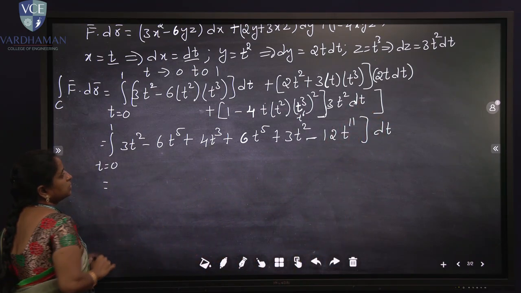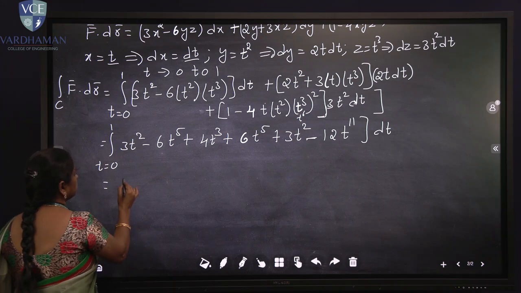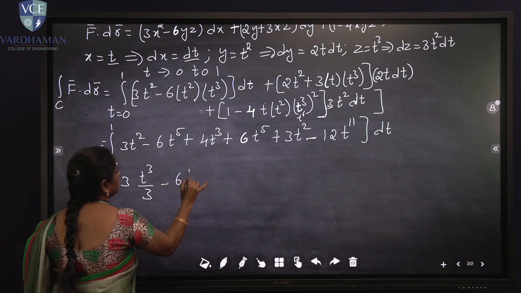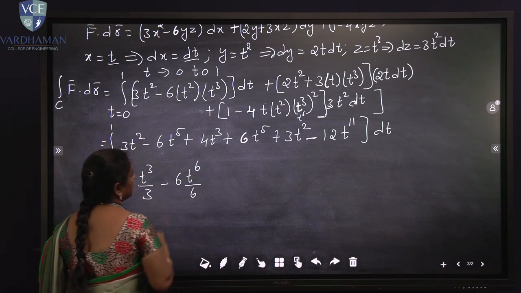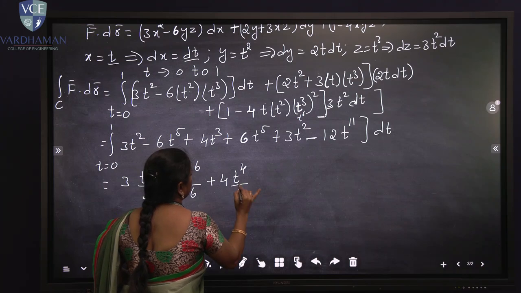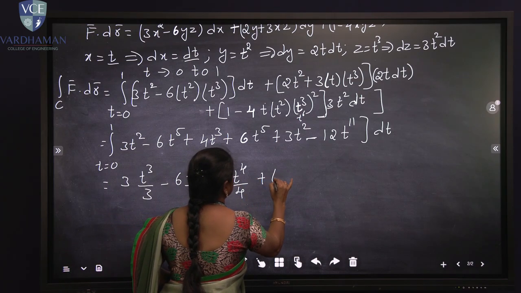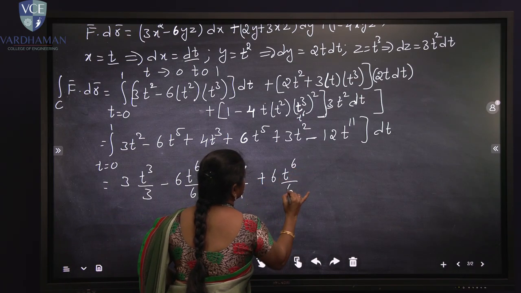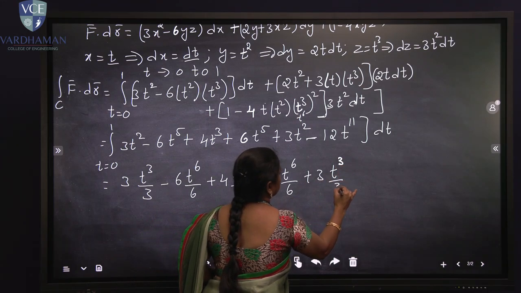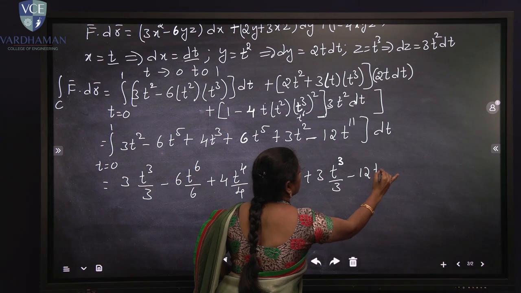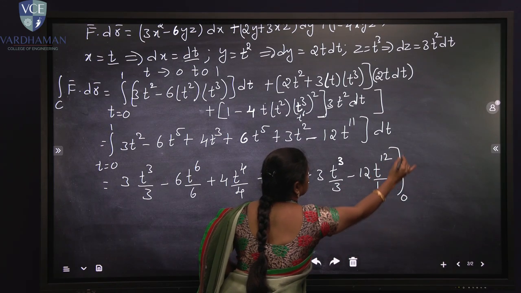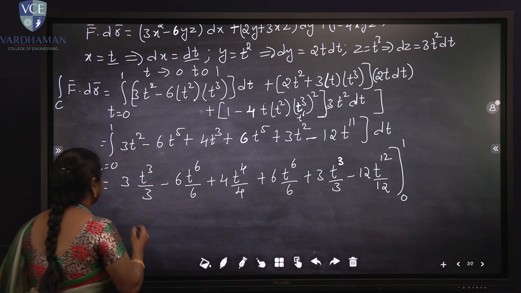Now, we will do the integration. 3t square will become t cube by 3, minus 6t to the power of 5 will become t to the power of 6 by 6, plus 4t cube will become t to the power of 4 by 4, plus 6t to the power of 5 will become t to the power of 6 by 6, plus 3t square will become t cube by 3, minus 12t to the power of 11 will become t to the power of 12 by 12, and the limits are 0 to 1.